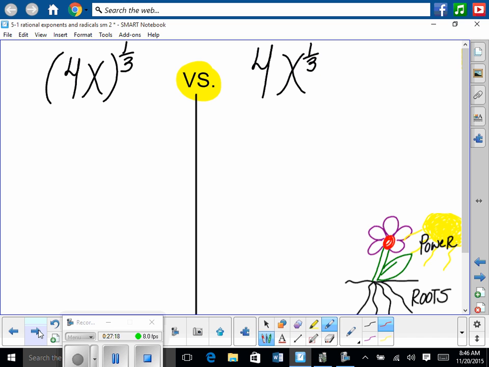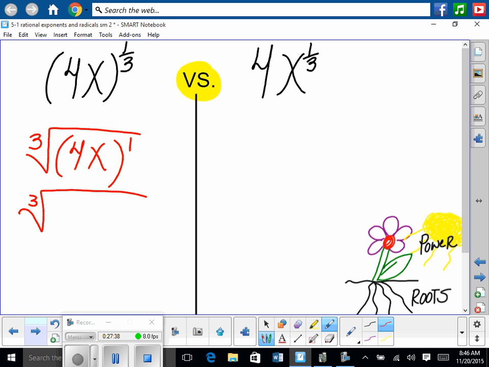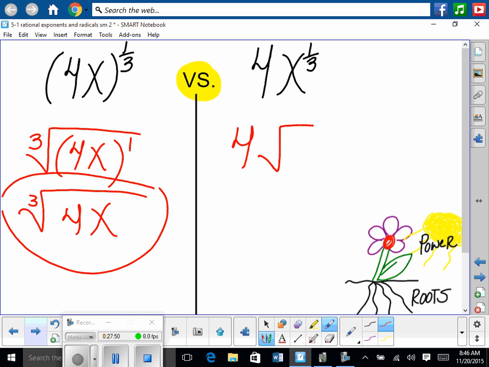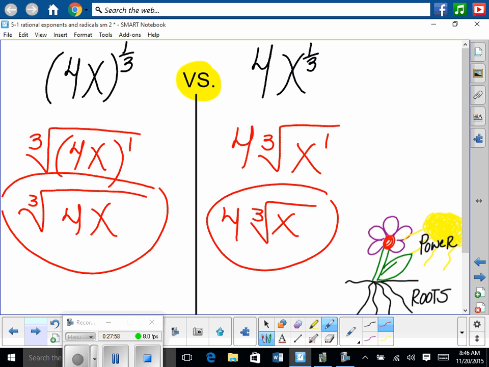Okay, so look at the difference between these two. We're almost finished. Stay with me. So we have 4x raised to the 1/3 power. Are they both under the same root? Yes. So it's going to be a cube root of both 4 and x to the 1st power. So we know that's the cube root of just 4x. Now that versus 4 times x to the 1/3 power. Because there's no parentheses, this is just 4 times the cube root of x to the 1st. So what that really is, is 4 cube roots of x. Look how very different those answers are.